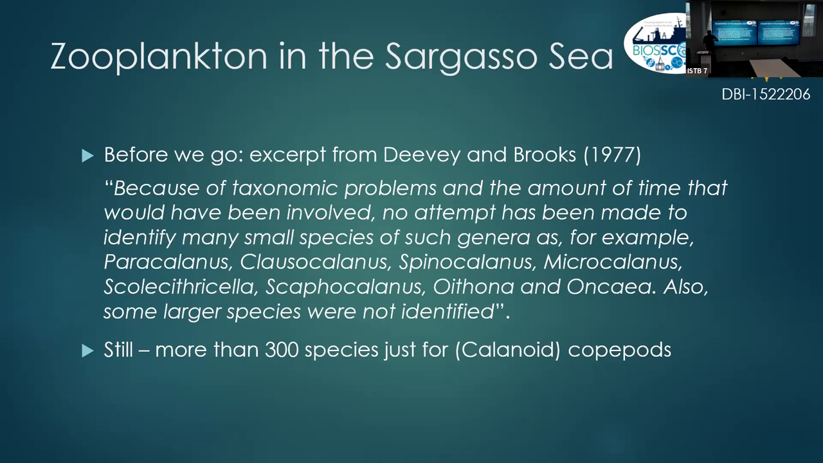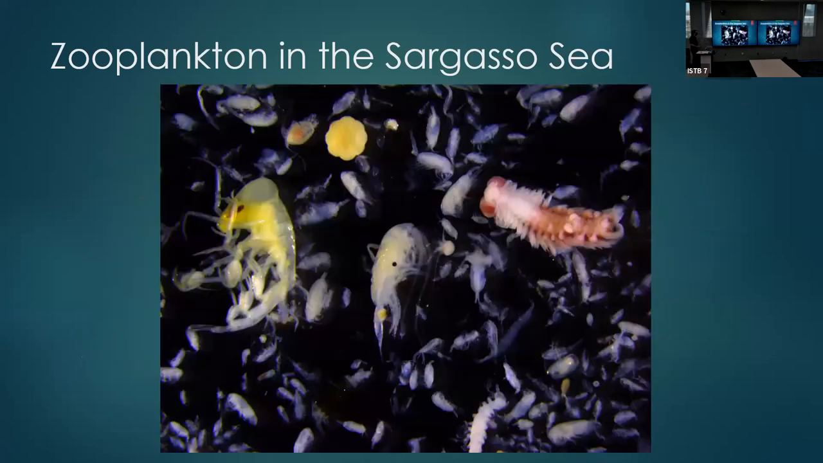These names are very familiar to me. And also, some larger species were not identified. And they identified more than 300 species, just in one order, the calanoid copepods. But knowing these groups, these two phrases tell me that basically, they might have identified about 25% of the species present in the Sargasso. All the others, they didn't have time to do. And this is still the case, right?